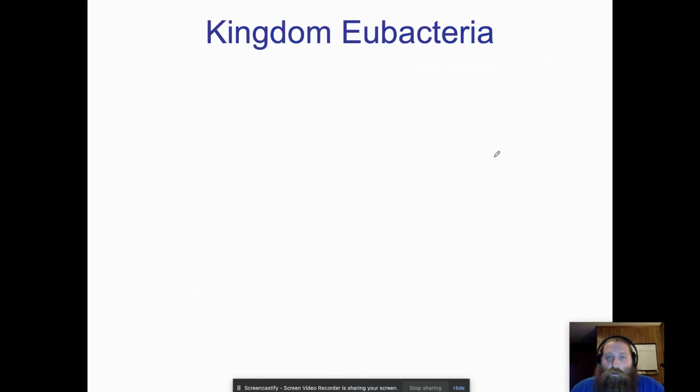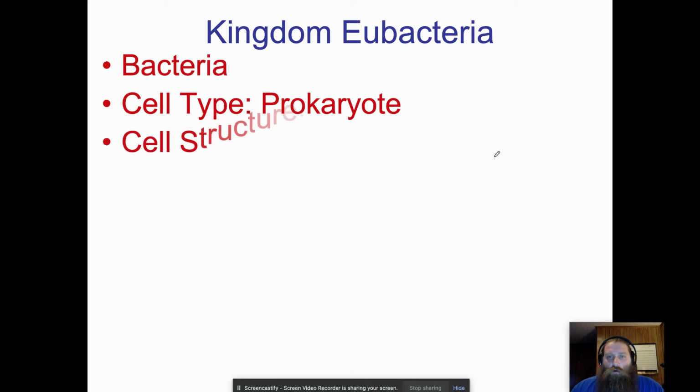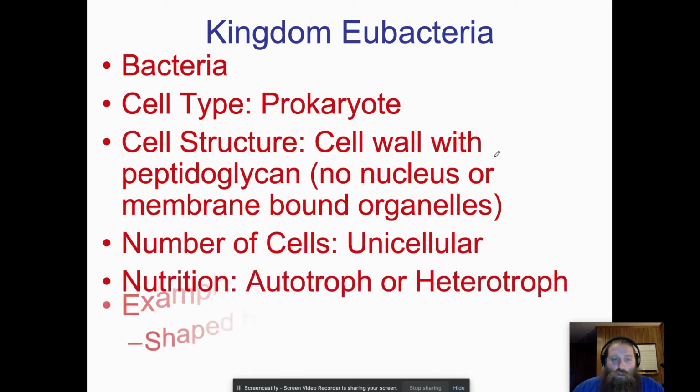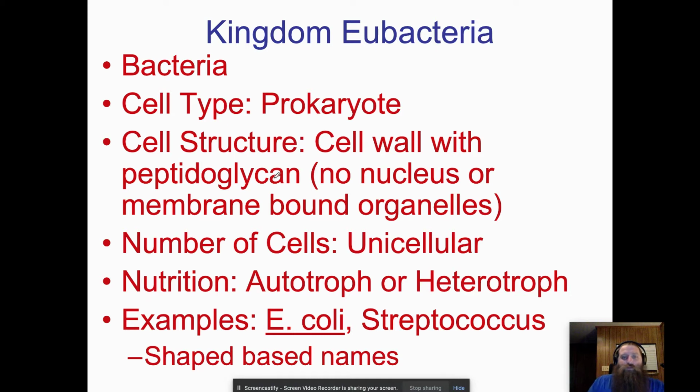All right, so let's look at eubacteria first. The bacteria all fall under eubacteria. They are prokaryotes, and this is important: their cell structure is based on peptidoglycan. This sugar protein builds the cell walls of our prokaryotes. They are always unicellular. They can be autotrophs or heterotrophs, and their names are based on their shapes. But here's the big thing about eubacteria: it has cell walls with peptidoglycans, and they're all prokaryotes.